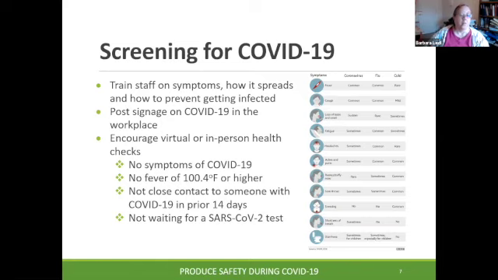We talked about posting signage and then having that virtual or in-person check-in. This image here is a nice one that we actually have the link to because it shows what the symptoms are for coronavirus versus flu and a cold. There's also some that even have allergies.